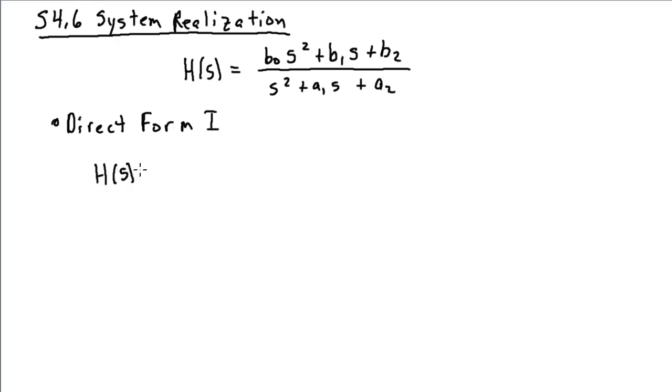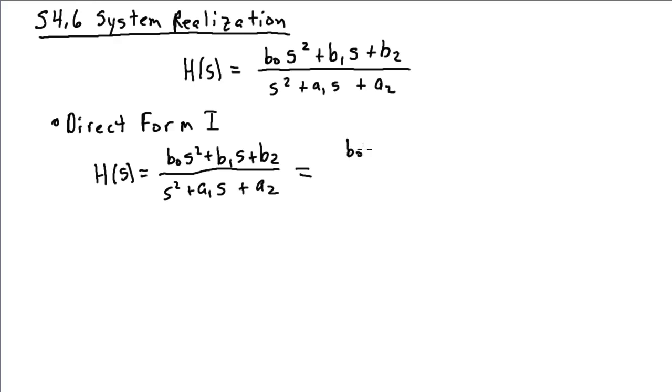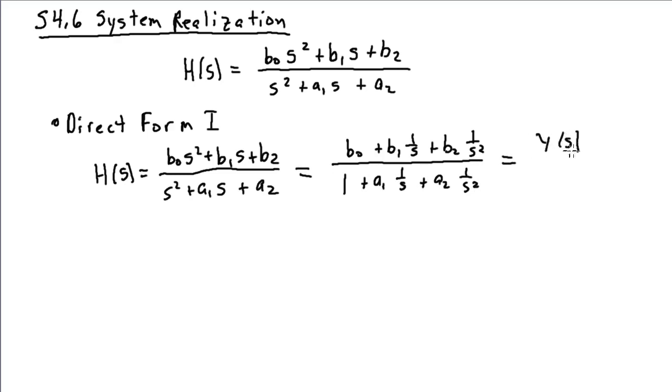So how do we convert our transfer function into one that involves integrators instead of differentiators? Recall, multiplying by s corresponds to differentiation, while dividing by s, or equivalently multiplying by 1 over s, corresponds to integration. So for my second order system, I'll divide both the numerator and denominator by s squared. That leaves me with b0 plus b1 times 1 over s plus b2 times 1 over s squared, and in the denominator 1 plus a1 times 1 over s plus a2 times 1 over s squared.